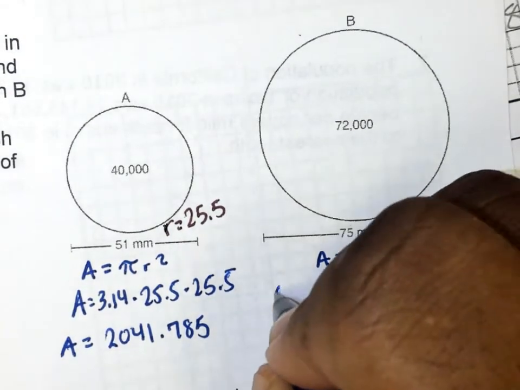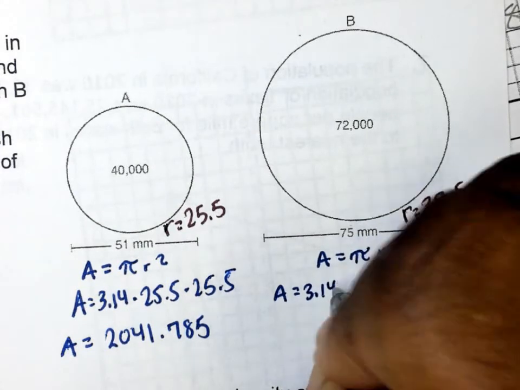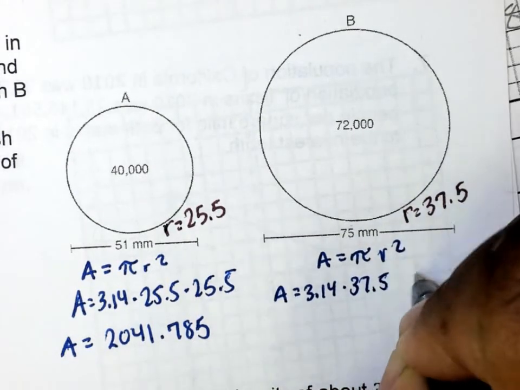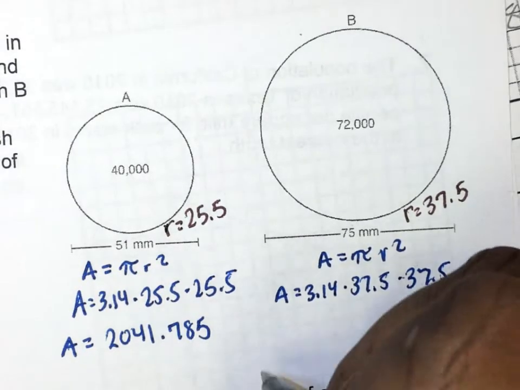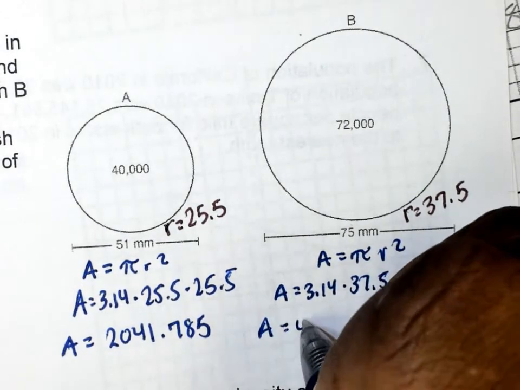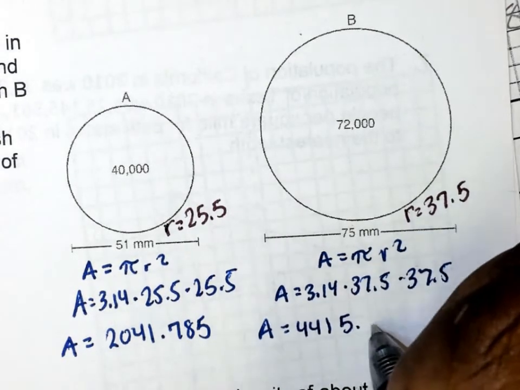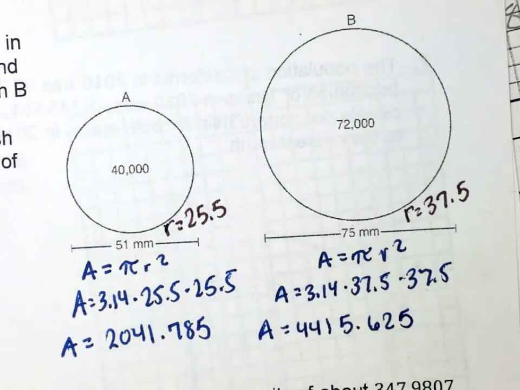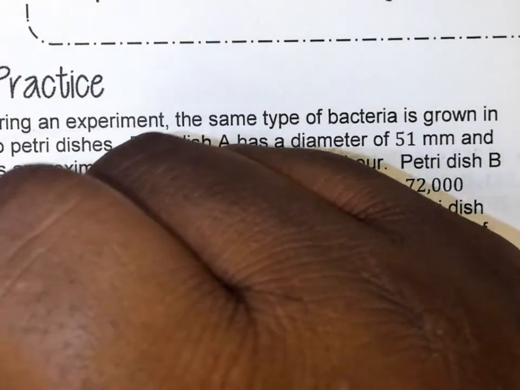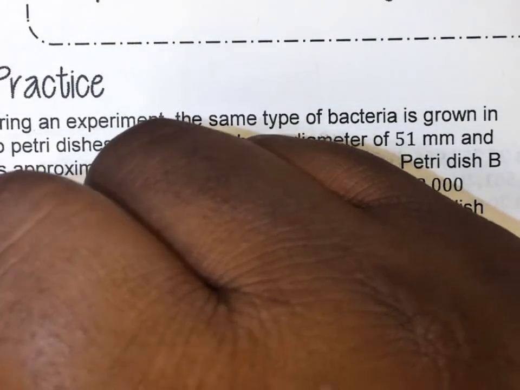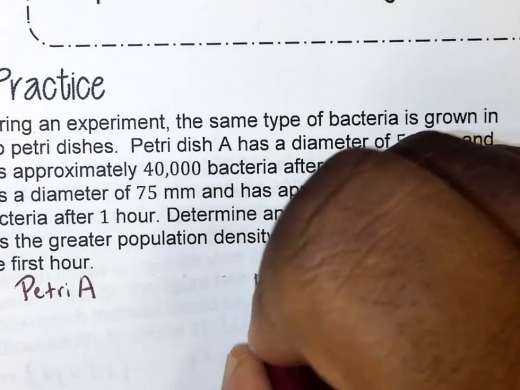On my second one, A equals 3.14 times 37.5 times 37.5. Alright. Those are my two areas that I'm going to use. Those are my land areas. Out to the right here, I want to set up population density for Petri A, and then Petri B.